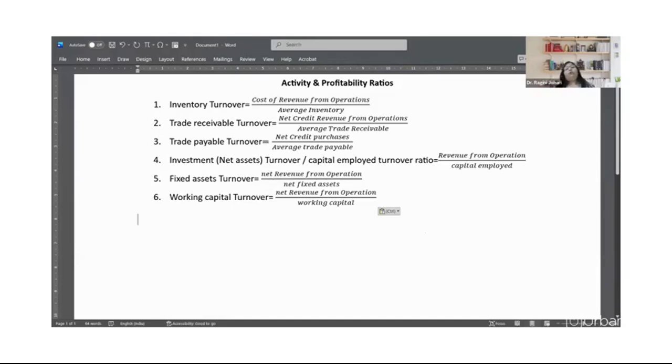We have inventory turnover ratio, that is cost of revenue from operations upon average inventory. Then trade receivable turnover ratio, net credit revenue from operations divided by average trade receivables. Similarly, we find out the trade payable ratio. Then investment turnover or capital employed turnover ratio is also found to assess the turnover of the company. Then fixed asset turnover ratio and working capital turnover ratio. Now let's find out these ratios with the help of a question.